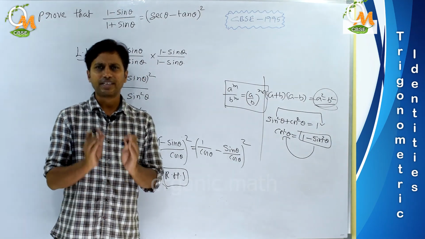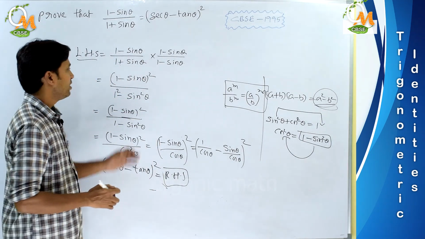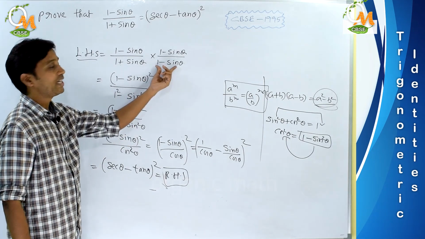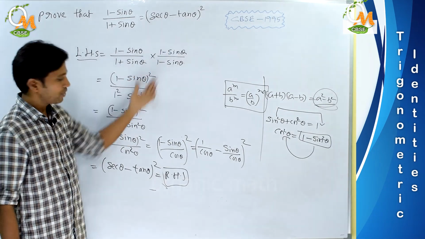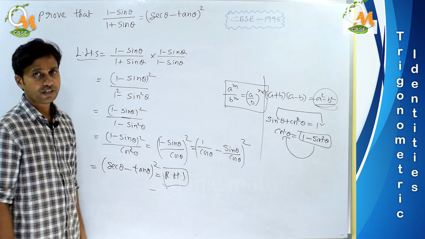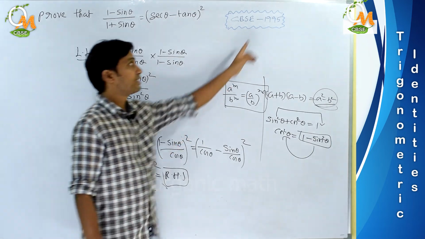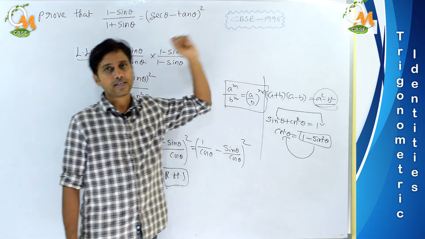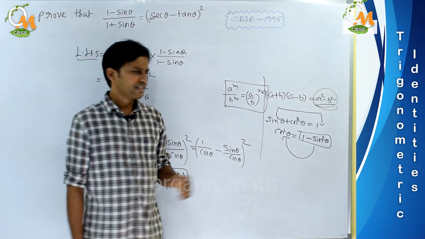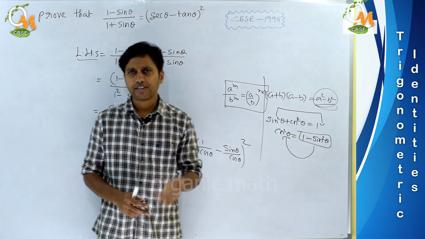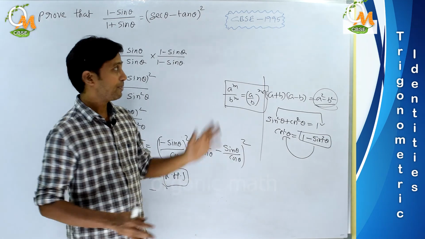Here the only trick you need to apply is that we need to multiply and divide with 1 minus sin theta. Further you can do every step. It's a small thing. Understood? And moreover, this was given in the 1995 CBSE board exams. Anyways, it doesn't mean that it will be repeatedly given now also, but we are preferring that.